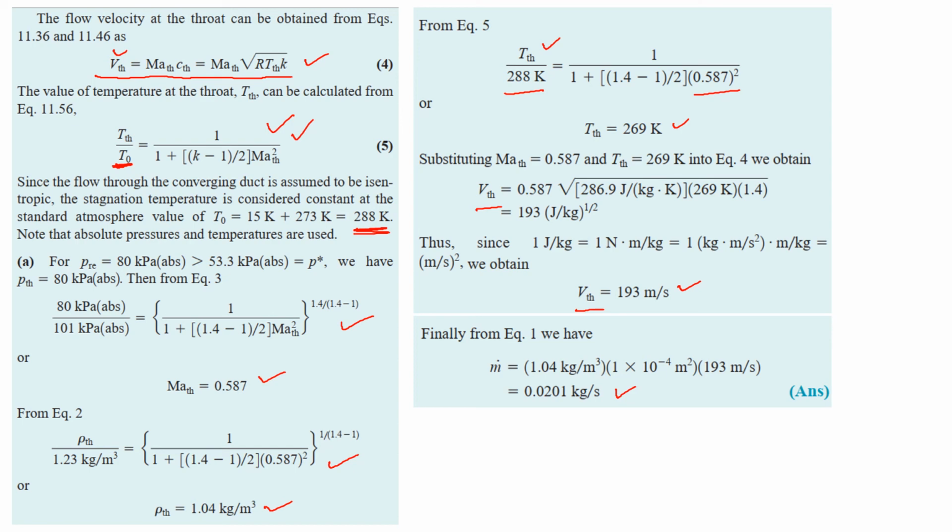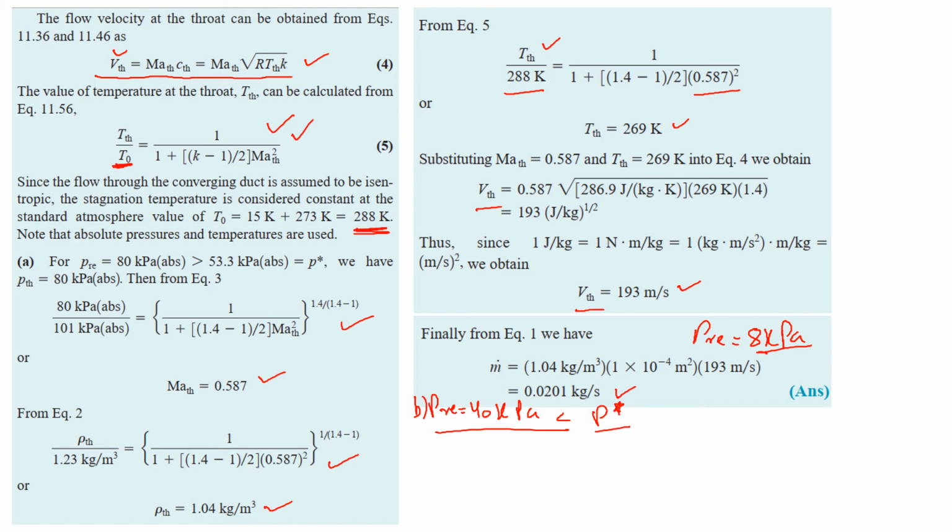So this was the mass flow rate when the receiver pressure was 80 kilopascals. Now we will have to take the condition, that is condition B, and take the receiver pressure as 40 kilopascals. And if you do that, this 40 kilopascals is less than the critical pressure.